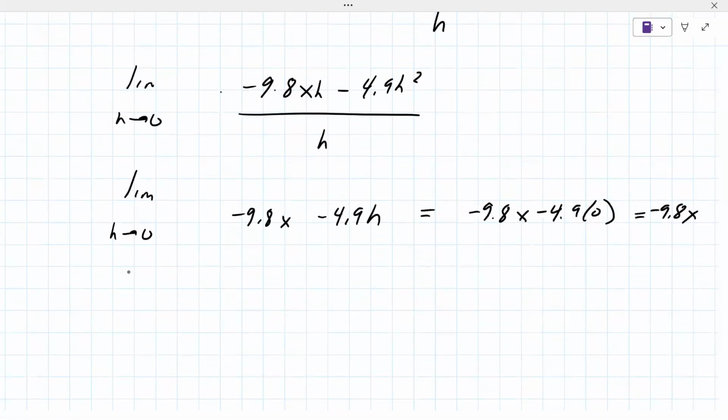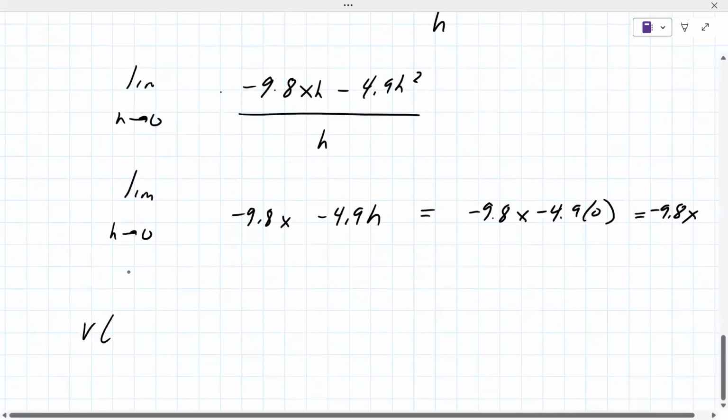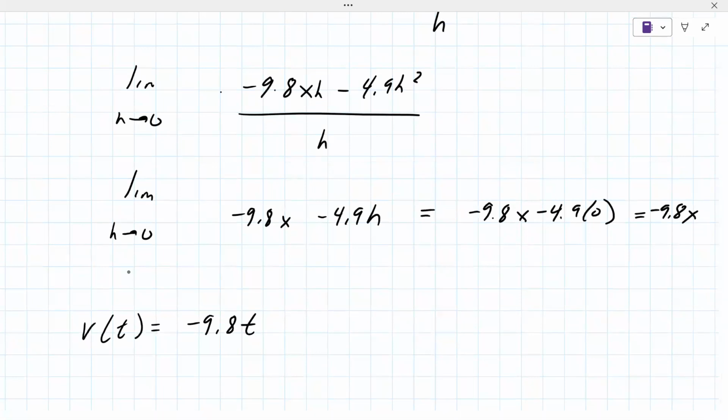But the velocity, as a function of time, is minus 9.8 t. So if you go back to the original question, which says, what is the velocity, or how fast is it falling after 2 seconds? It is minus 9.8 times 2, which is minus 19.6 meters per second.